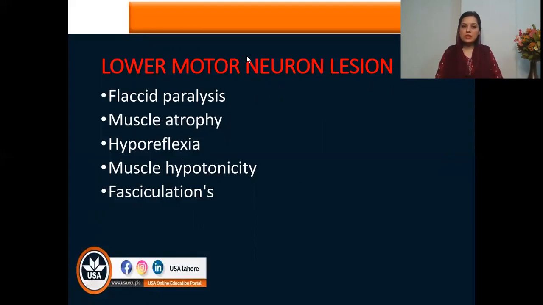Let me revise again what flaccid paralysis and what fasciculation are. Flaccid paralysis is weakness, paralysis, and decrease in muscle tone. Fasciculation is a brief, spontaneous contraction that affects a small number of muscle fibers and often causes a flicker of movement. This is fasciculation, while flaccid paralysis, or flaccidity, is weakness or paralysis or decreased muscle tone.